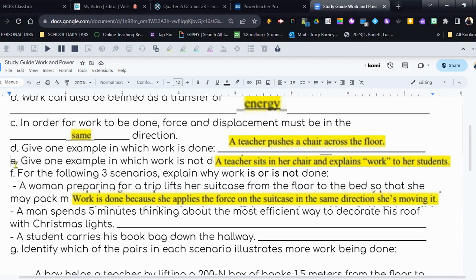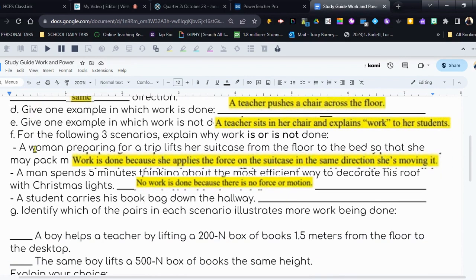The next one, a man spends 5 minutes thinking about the most efficient way to decorate his roof with Christmas lights. No work is done because there's no force or motion. Remember, in order for work to be done, a force has to be applied, which moves the object in the same direction as the force applied.